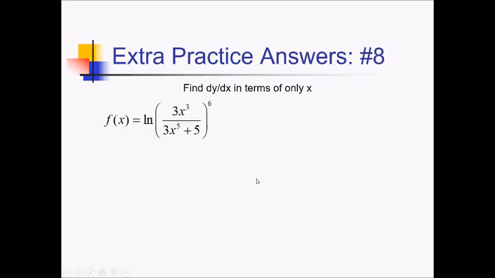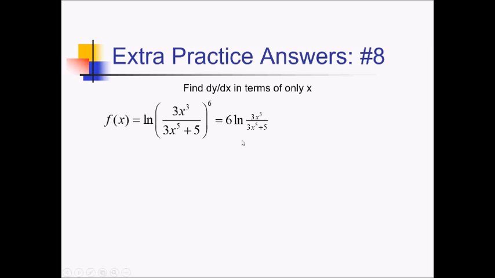For this problem, I'm trying to take the derivative of ln of all this stuff to make my life a little bit easier, because I'm looking at a massive chain rule with a quotient rule built into it. I'm going to pop this exponent of 6 out in front. So this is really just 6 ln of that big fraction. Still not great, but we'll deal with it.